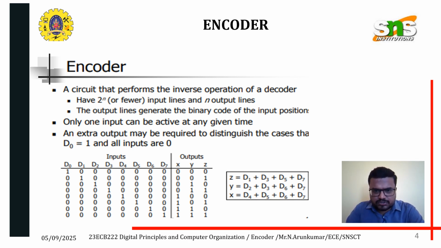So y equals d2 plus d3 plus d6 plus d7: counting 0, 1, then d2 and d3, then d4 is 0, d5 is 0, d6 is generated, and the corresponding d7 is also generated. And z: d0 is 0, d1 is 1, d2 is 0, d3 is 1, d4 is 0, d5 is 1, d6 is 0, d7 is 1. So like this it is generated.